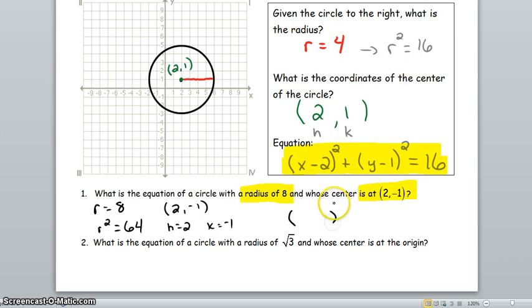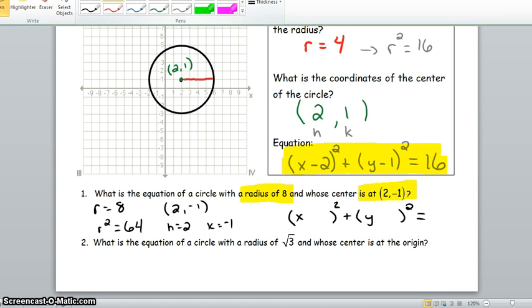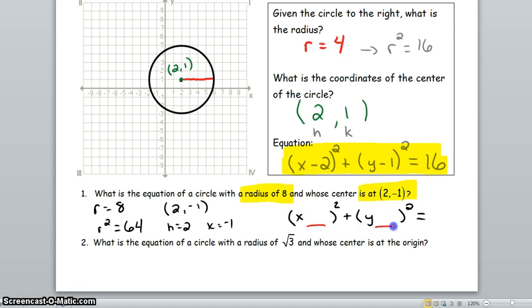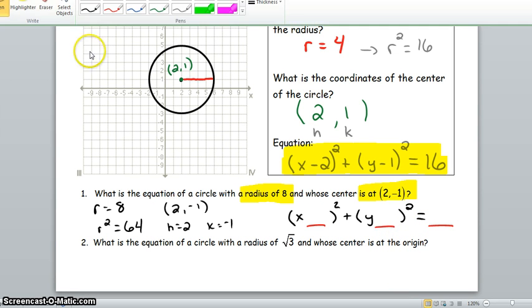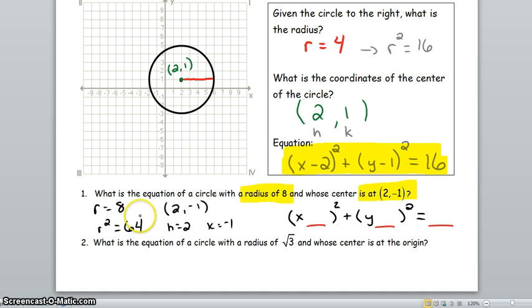I can set my equation up. It's always going to have x and that's squared. It's always going to be addition. Y is squared and equals. I have these 3 blanks that I need to fill in: h, k, and r squared. They gave me that information. I can fill it in. R squared is 64. That's what'll go in at the end.